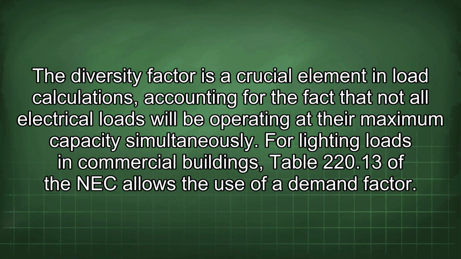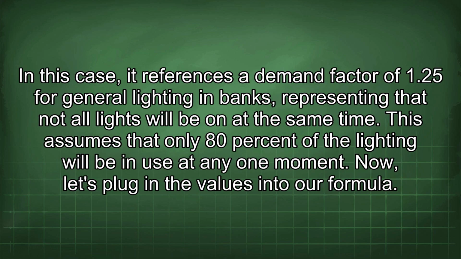For lighting loads in commercial buildings, Table 220.13 of the NEC allows the use of a demand factor. In this case, it references a demand factor of 1.25 for general lighting in banks, representing that not all lights will be on at the same time. This assumes that only 80% of the lighting will be in use at any one moment.